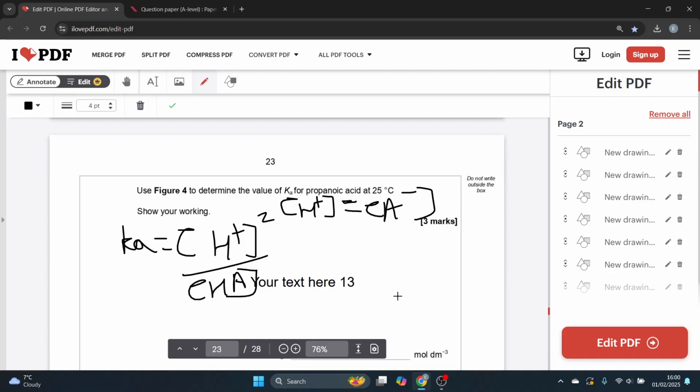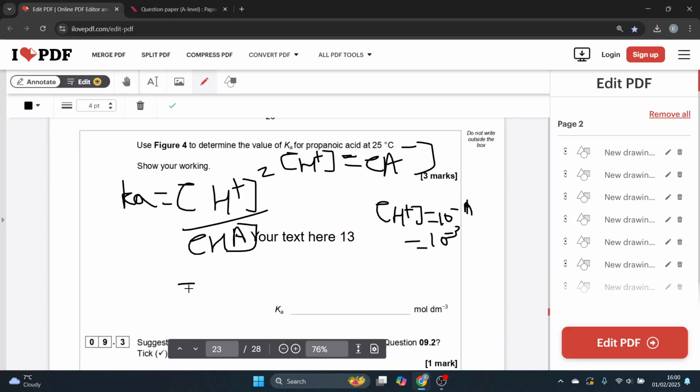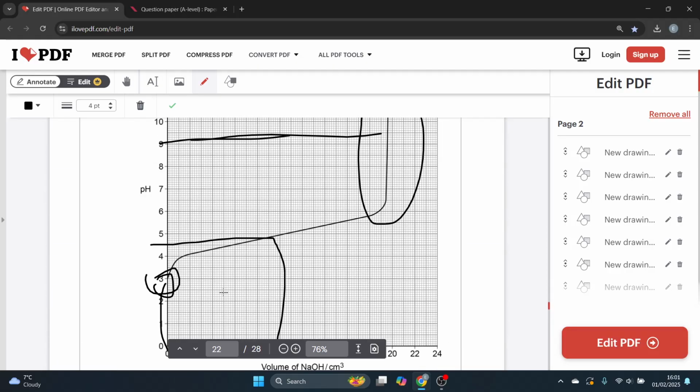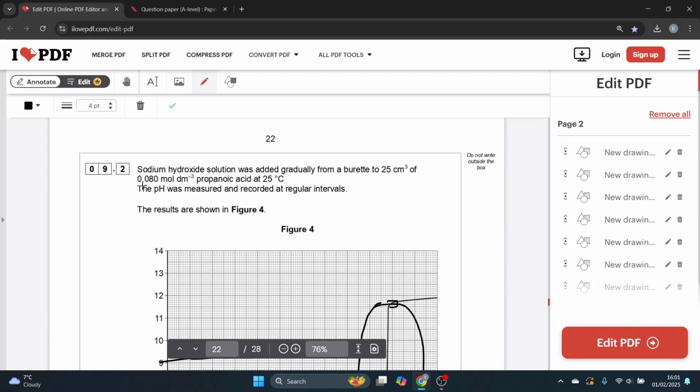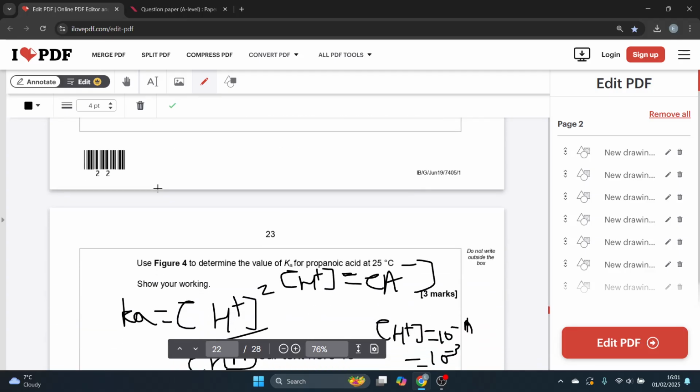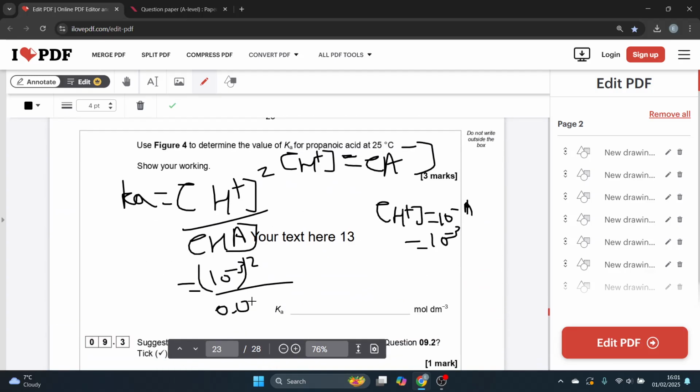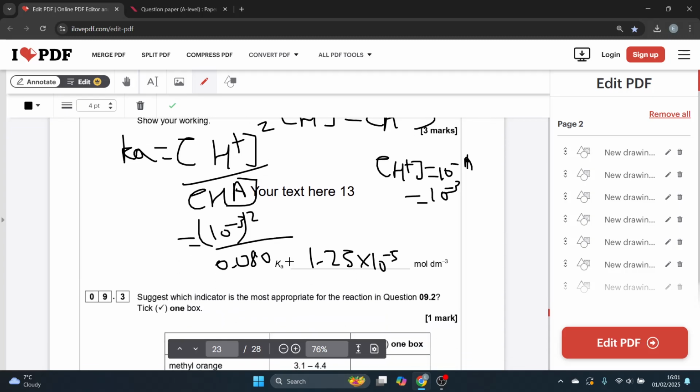The pH is 3. Therefore, concentration H plus ions is 10 to the power minus pH, which is 10 to the power minus 3. So it's just going to be 10 to the power minus 3 squared divided by the concentration of HA, of propanoic acid, which is 0.080. And I get 1.25 times 10 to the power minus 5 moles per decimeter cubed.